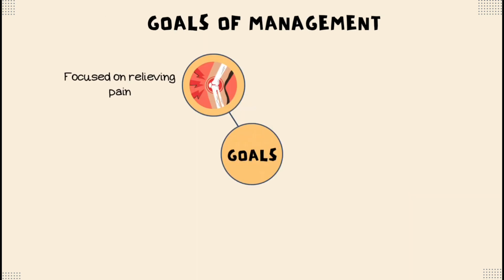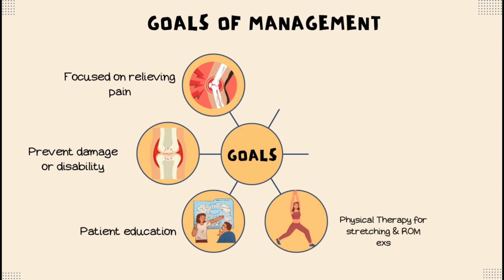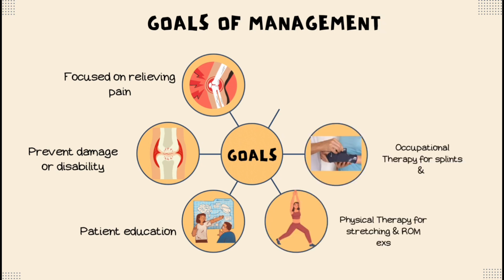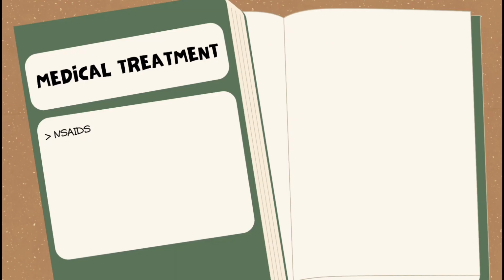Now, we will move on to the goals of the management. The goals are to focus on relieving pain, preventing damage or disabilities, patient education, and physical therapy for stretching and ROM exercises. This also involves the role of occupational therapy for splints and compression devices. Treatment also needs to start early. Rheumatoid arthritis cannot be cured, so the medical treatment involves drugs and medications to relieve pain and inflammation. The drugs include NSAIDs, steroids, DMARDs, immunosuppressant therapy, and biological therapy.